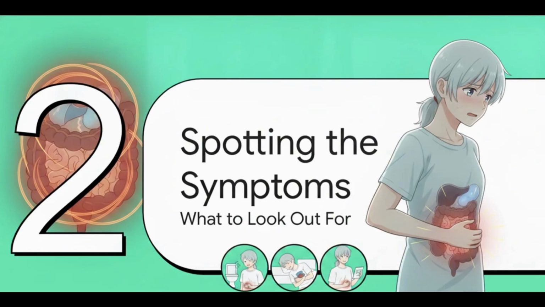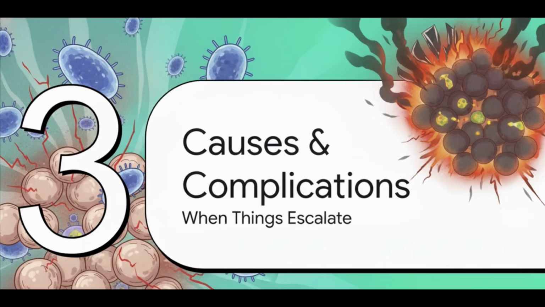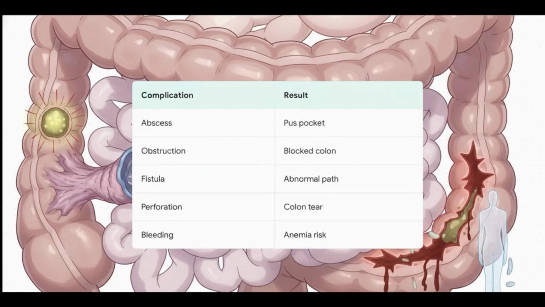Now, moving on to symptoms of diverticulitis. The most common symptom is pain, usually felt in the left lower abdomen, along with tenderness when the abdomen is touched. Other symptoms include nausea, fever, and changes in stool, which can show up as either diarrhea or constipation. Okay, moving on to causes and complications. Diverticulitis usually develops when there's a bacterial infection in those pouches or when the diverticular tissue becomes damaged.